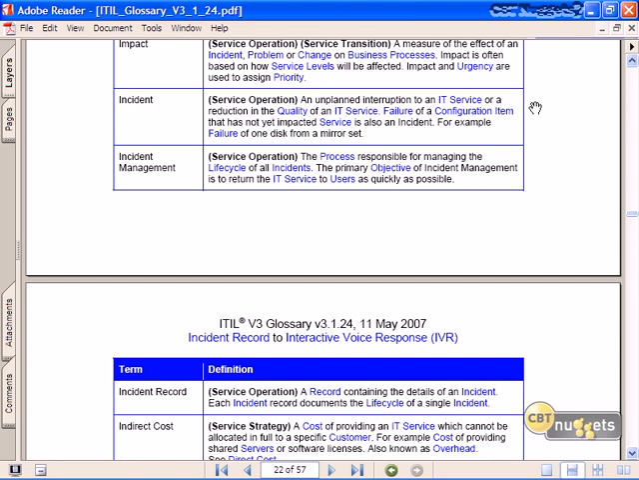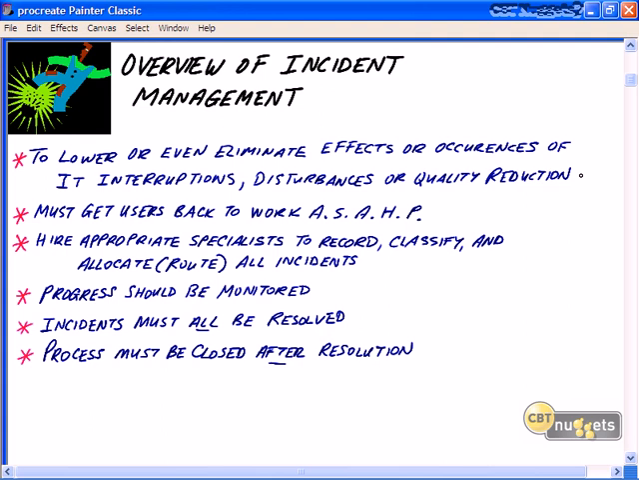So again, don't forget about this ITIL Glossary version 3. So we've determined that the goal of incident management is to lower or even eliminate effects or occurrences of IT interruptions or disturbances or reduction in service quality. And our goal here also is to get our users back to work ASAP, as soon as humanly possible.